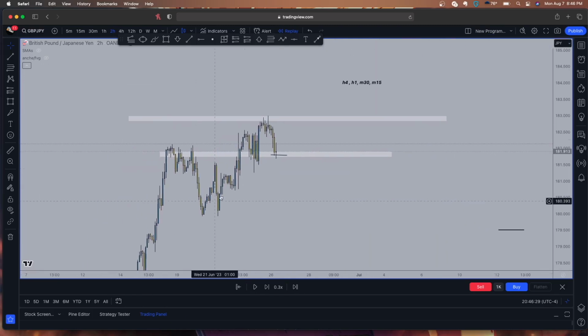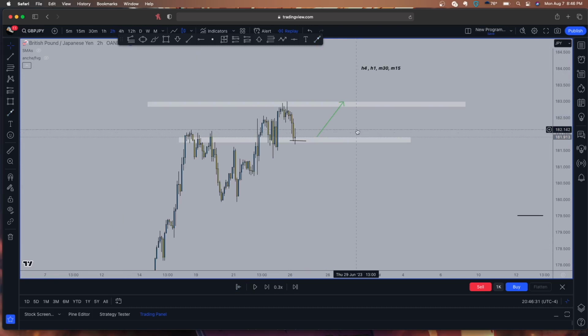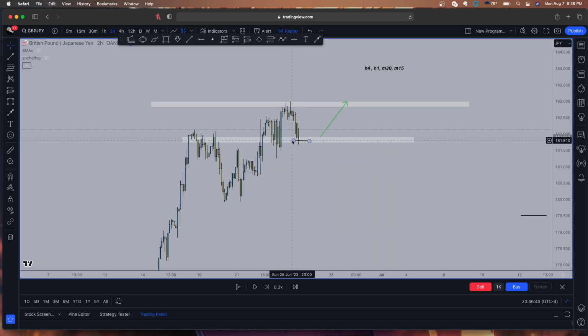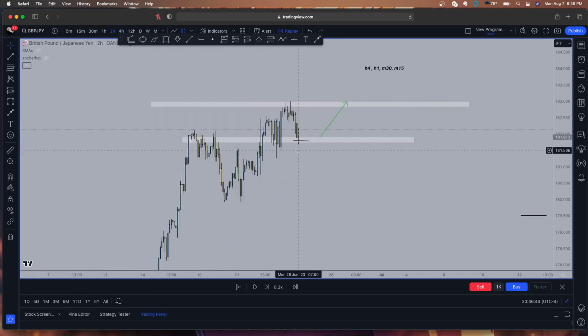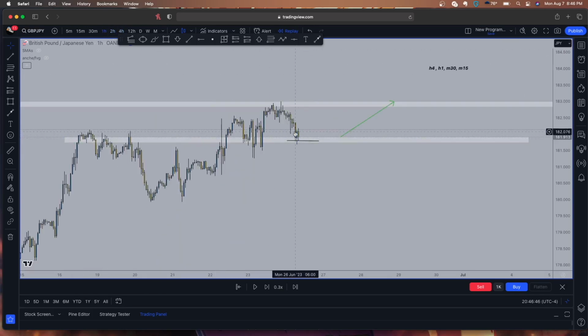So let's say we're at our area of interest and we want to buy price right now, right? And we want to take price all the way up here. So I have my bias, I have my support and resistance, I have my confluences right now. Let's just see if I have a double bottom here, right? So if you look on the 4-hour, we have nothing, right? If you look on the 2-hour, we have nothing. If you look on the 1-hour, we have nothing.